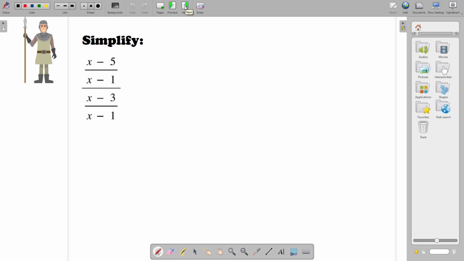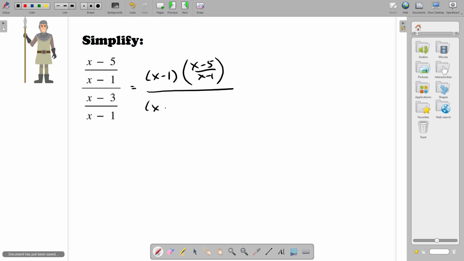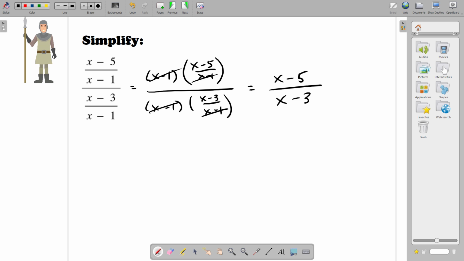Okay, once again we have something that looks complex, but I have one fraction here on the top, one fraction here on the bottom. The denominator is the same, so that is the common denominator. So I'm going to multiply the top by x minus 1. And I'm going to multiply the bottom by x minus 1. Whatever I do on the top, I must do on the bottom. So here the x minus 1's divide out. I'm left with x minus 5. And here the x minus 1's divide out, and I'm left with x minus 3.